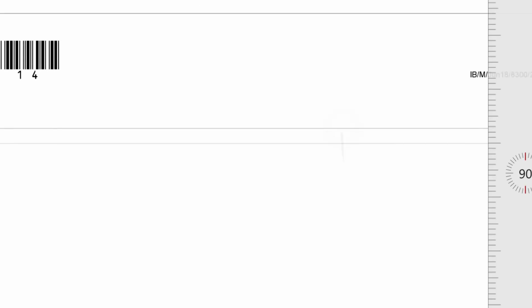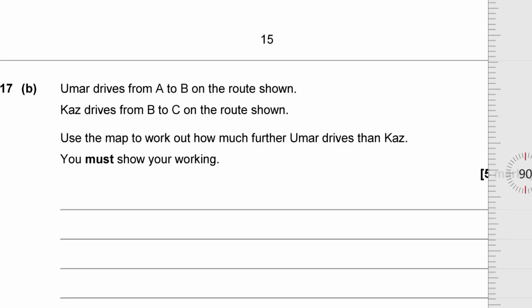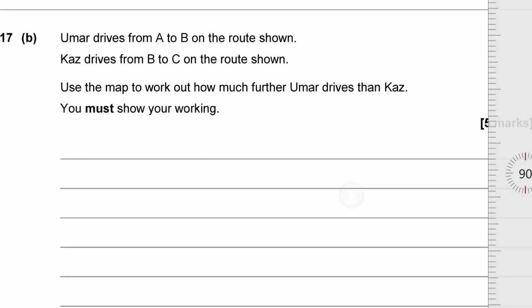Okay, what does B say? B says, Umar drives from A to B on the route shown. Kaz drives from B to C on the route shown. Use the map to work out how much further Umar drives than Kaz.